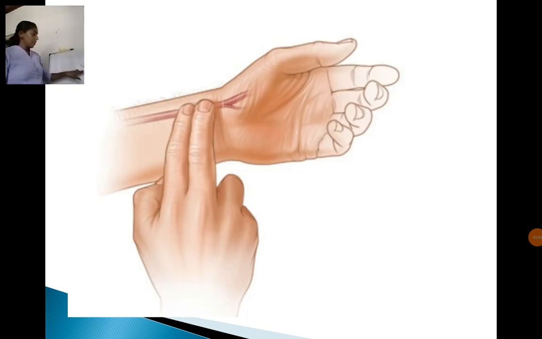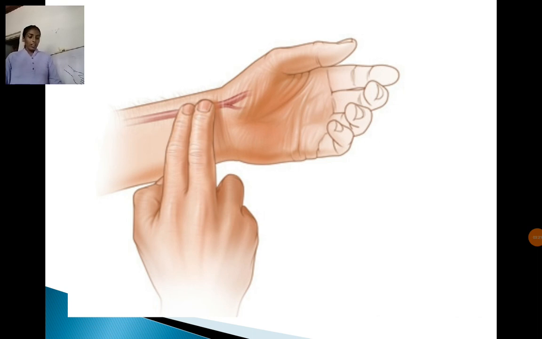Look at that, this is the radial pulse. Let us count the pulse rate. First, the person must be in a relaxed position, either lying down or sitting.